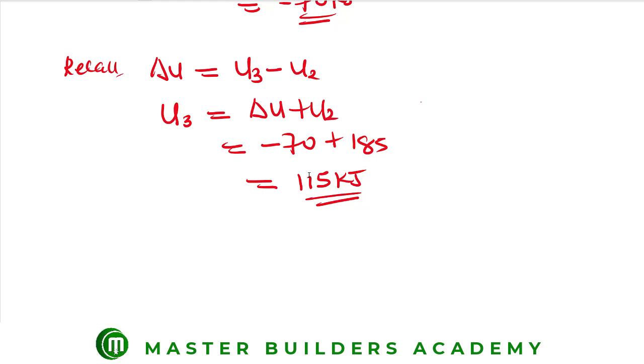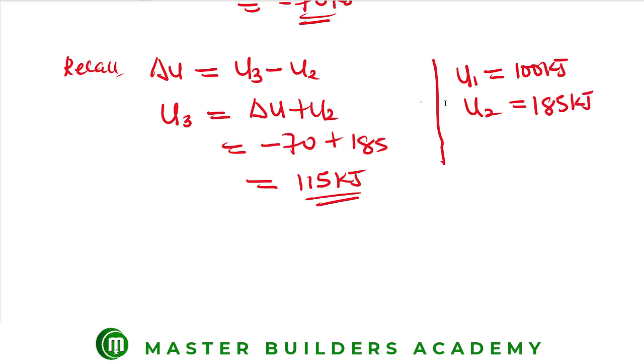So as we can see now, the question requests that we find all the internal energies. So internal energy 1 was given as 100 kilojoule. Now internal energy 2, we just calculated this to be what? 185 kilojoule. Then internal energy 3, we just calculated this as 115 kilojoule. So we have gotten all the internal energies.